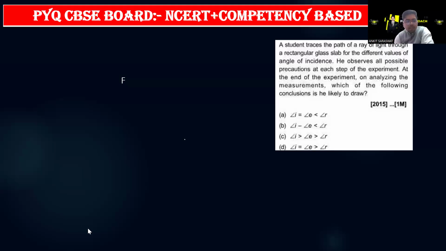So hi everyone, what this question is saying is that a student traces the path of a ray of light passing through a rectangular glass slab for different values of angle of incidence. He observed all possible precautions. At the end of the experiment, on analyzing the measurements, which of the following conclusions is likely to be drawn? So there are four options, which you can easily read.